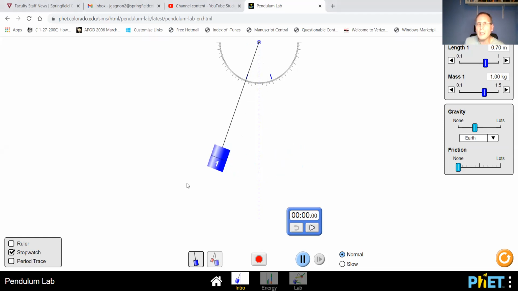So the period of the pendulum is the time for one oscillation. If I release it from here, the time it takes to go to the other side and then back, that time would be the period. So the time for one complete oscillation. What we want to look at in this lab is the relationship between the period and the length. If I adjust the length, make it smaller or longer, how does the length affect that period? Okay, so that's really what we're looking at.